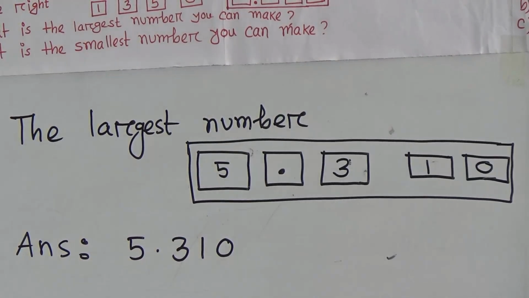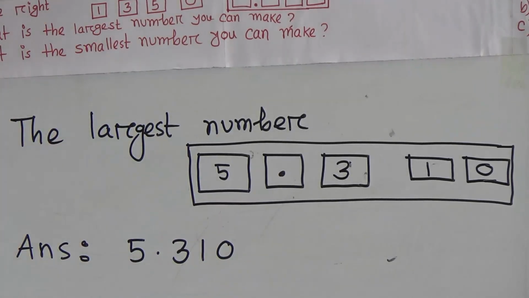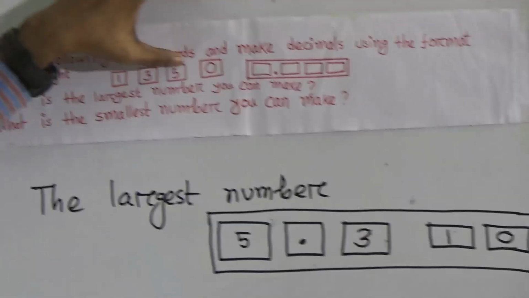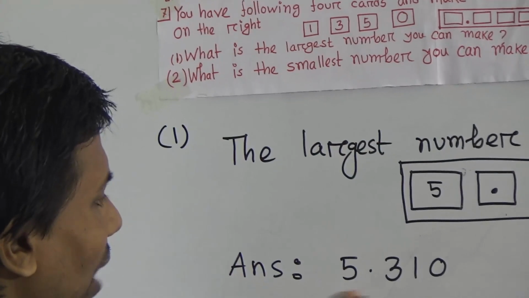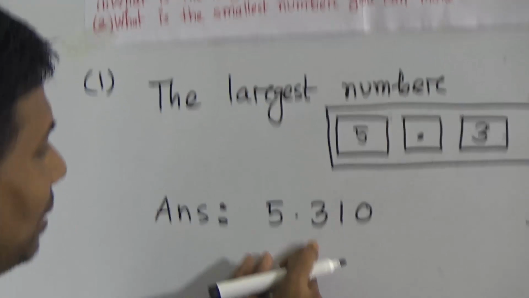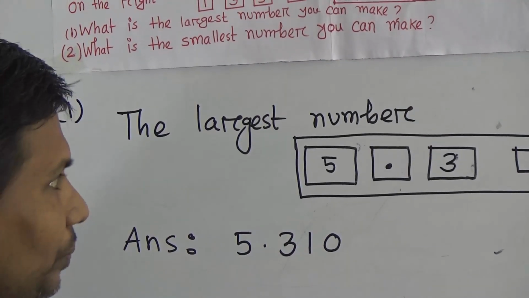Okay, you see how many digits are there? 1, 2, 3, 4. You see 5 is the greatest number, then except 5, 3 is the greatest, then except 5 and 3, 1 is the greatest, then 0.